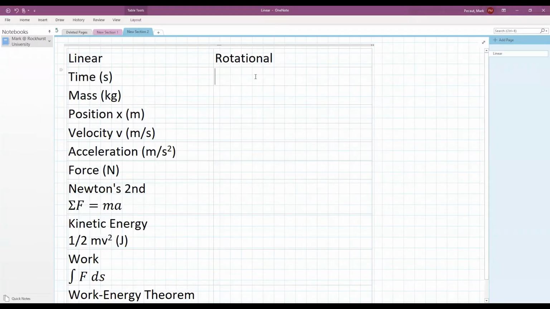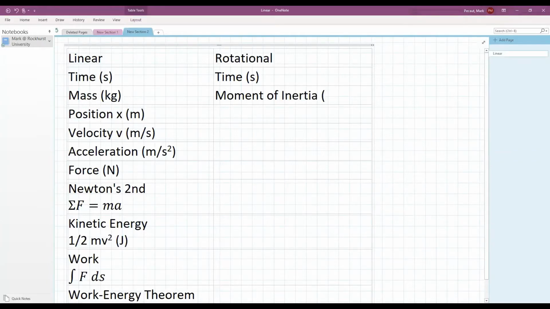One way to do this is to build on the analogies that we already know. In this column, we have our linear version of things: time, mass, position, velocity. Those are the regular things that we're pretty comfortable with from the beginning of the course. Here we're going to fill in our rotational analogs. The rotational analog of time is still just time, in seconds, of course. The rotational analog of mass, however, is moment of inertia.